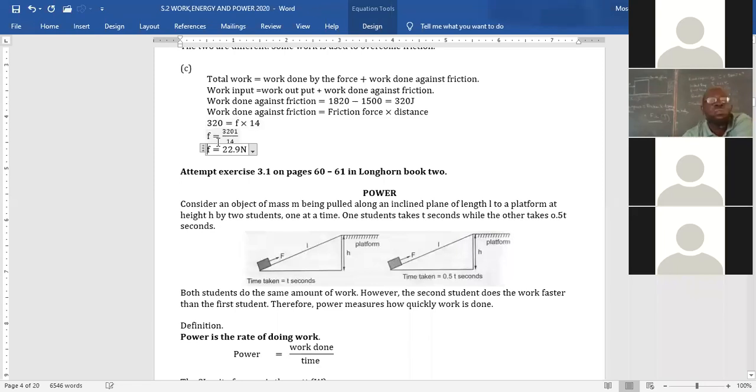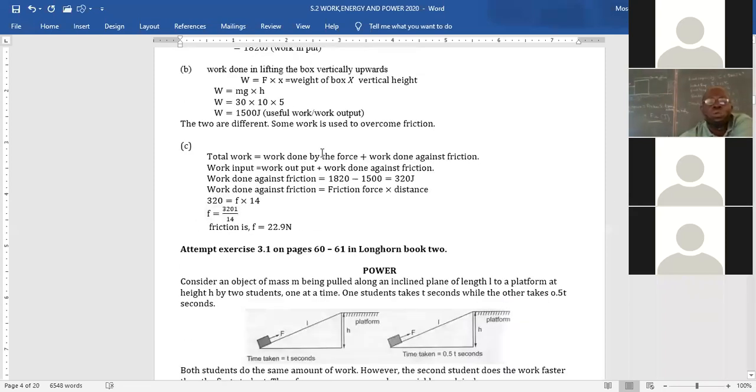22.9 Newton. Is it clear? Yes, teacher. Okay. Somebody is saying no. So where did we lose you? On the total work on C.